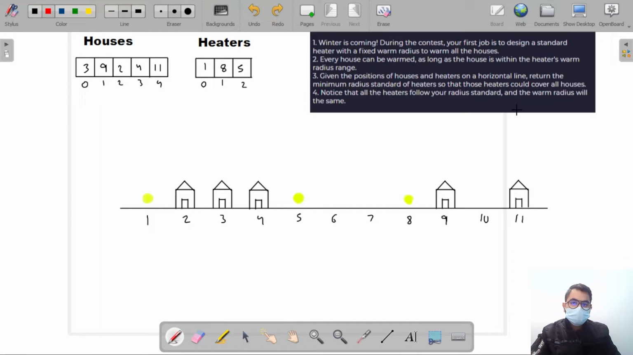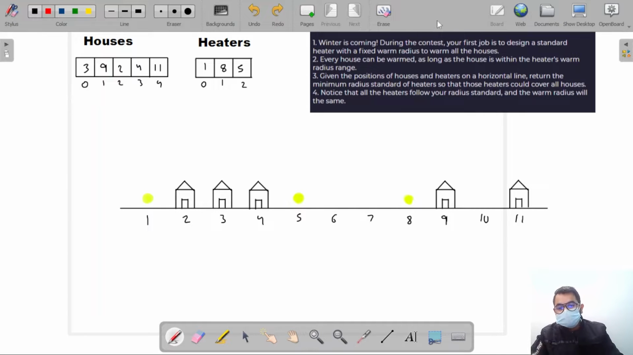Alright, so coming to the question, what we need to do is first study our question. In this question it is said that winter is coming. During the contest your first job is to design a standard heater with a fixed warm radius to warm all the houses. Every house can be warmed as long as the house is in the heater's given range.